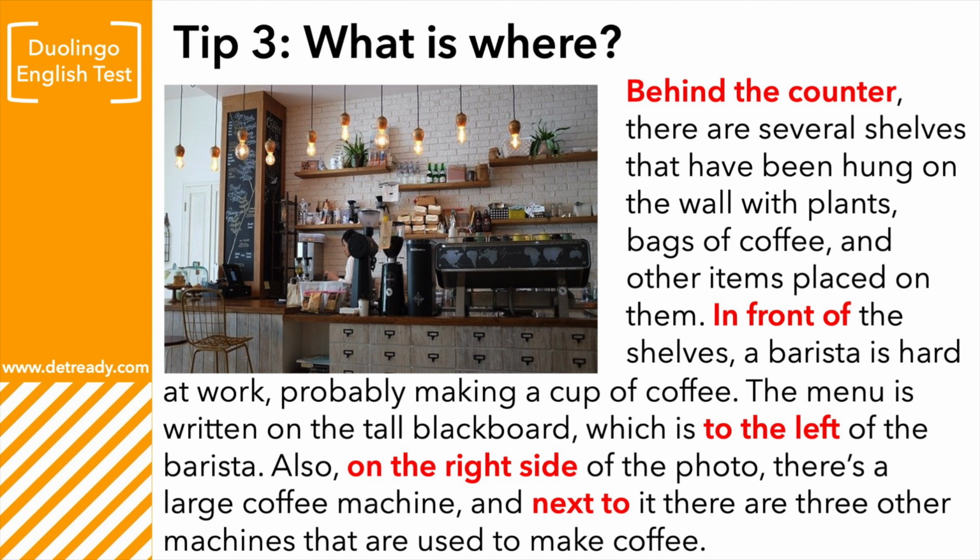Behind the counter, there are several shelves that have been hung on the wall with plants, bags of coffee, and other items placed on them. In front of the shelves, a barista is hard at work, probably making a cup of coffee. The menu is written on the tall blackboard, which is to the left of the barista. Also, on the right side of the photo, there's a large coffee machine, and next to it, there are 3 other machines that are used to make coffee.